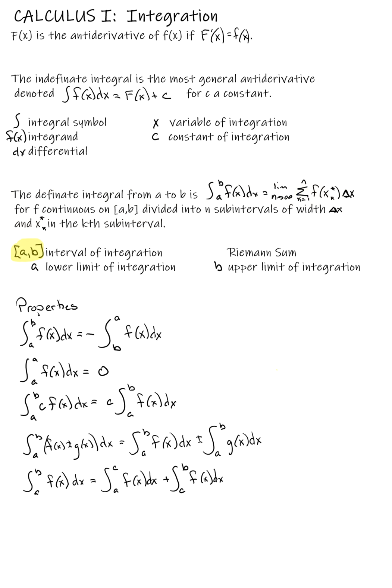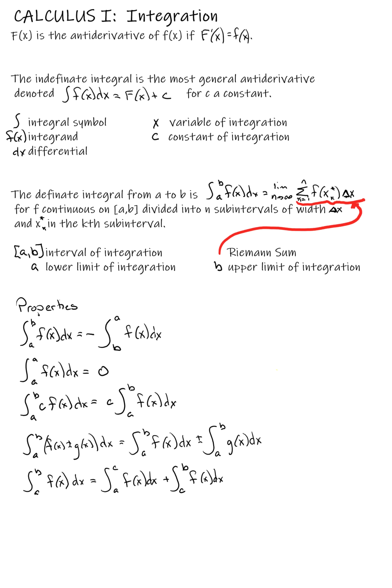Now, this interval from a to b is referred to as the interval of integration. a is the lower limit of integration, and b is the upper limit of integration. And the Riemann sum is actually this summation here, and there are a few ways of writing that Riemann sum. I've chosen to use the notation where we're taking the limit as n approaches infinity. But like I said, there are different ways of writing this Riemann sum and the limit of this Riemann sum.